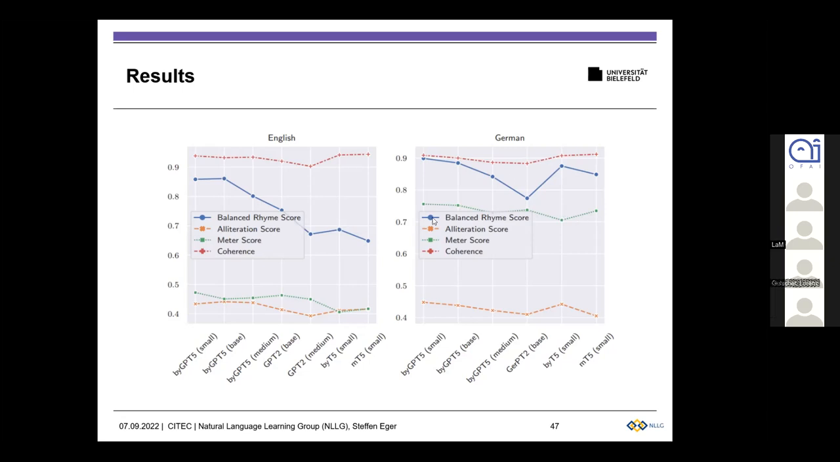Now, this was only the rhyme patterns. We could also look at meter and at alliteration. The pattern is very similar, but as you can see, the models have more problems producing correct meter, and they have even more problems producing adequate alliteration level.